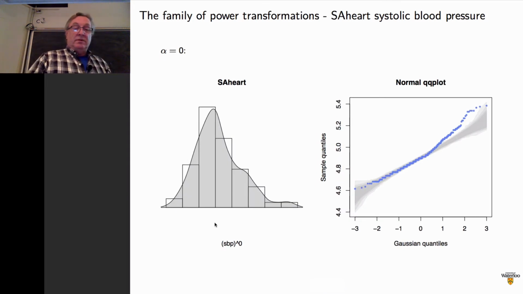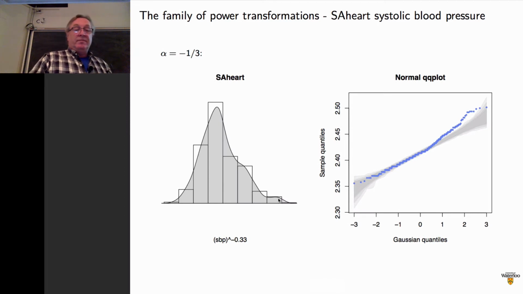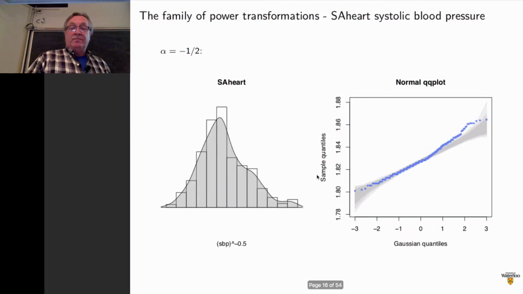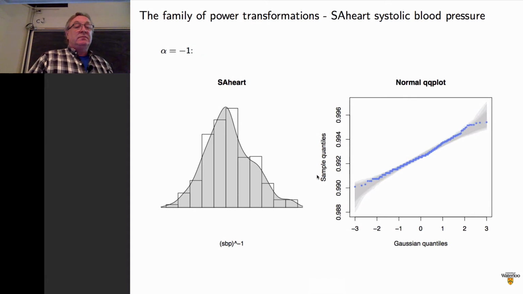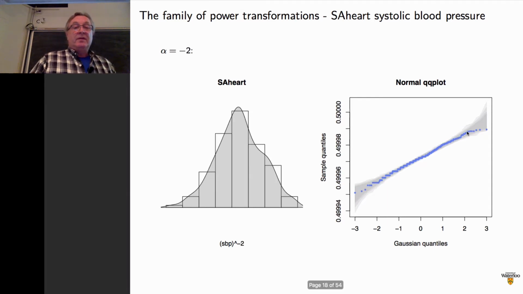The logarithm, more symmetric. Still a long right tail here, and you're seeing that outside the envelope. That does not look Gaussian. -1/3, still outside of the envelope. -1/2. -1. Now I'm starting to get something that looks plausibly like a Gaussian. Okay, so 1 over the systolic blood pressure actually looks like it could have come from a Gaussian distribution. If I keep going, 1 over the square also still looks like it comes from a Gaussian distribution.